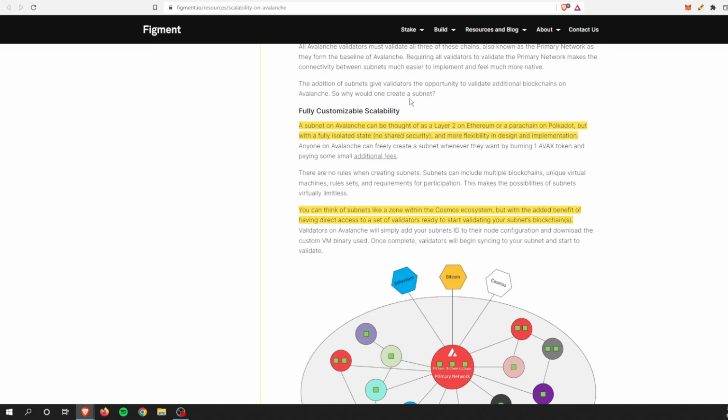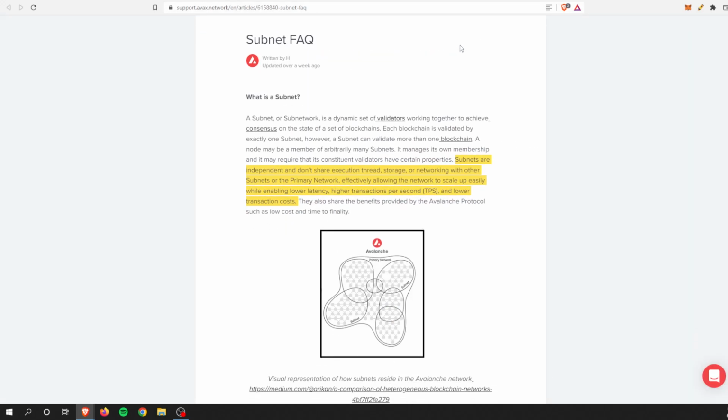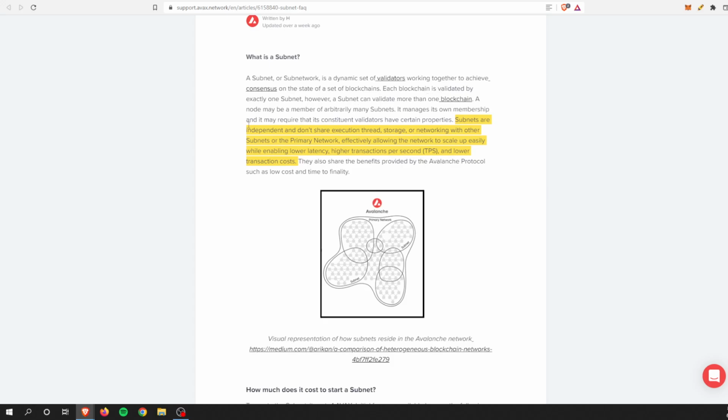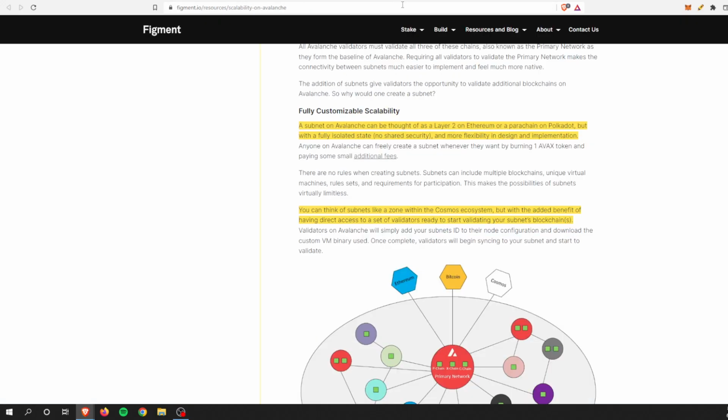scalable. And actually, let's see. Yes. Well, this one is talking about the subnets. There we go. Are independent and don't share execution thread, storage, or networking with other subnets or primary networks. And that is another way of saying that there is no shared security.